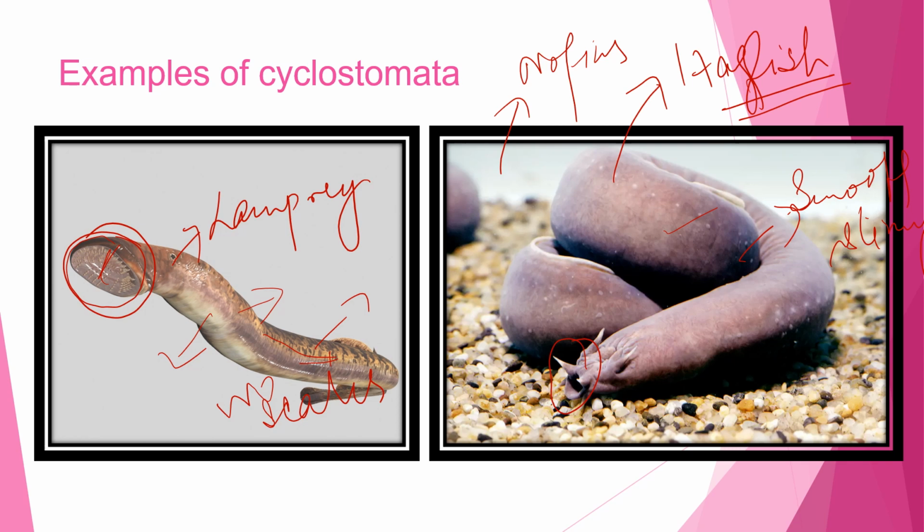Is it clear, dear children? This is the first class, Cyclostomata, and we are all clear with it. We will move on to the next class, Pisces.